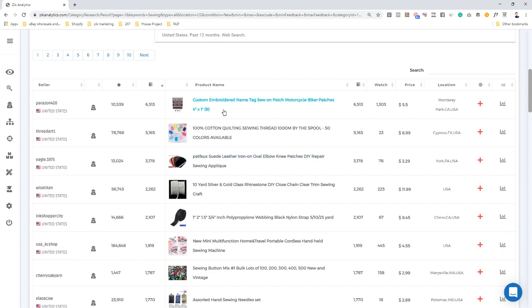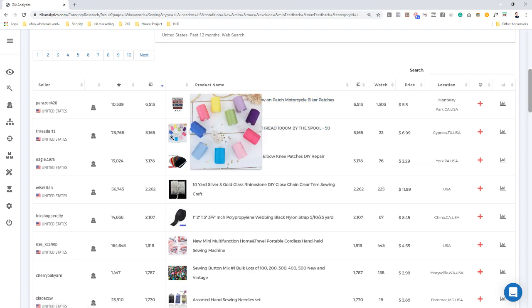So we have here a name tag. It's a custom name tag. Usually I don't like to work with custom products if I'm a drop shipper. If you have the machine at home or you're working with some factory, it definitely can work out. But usually I'm not working with this.